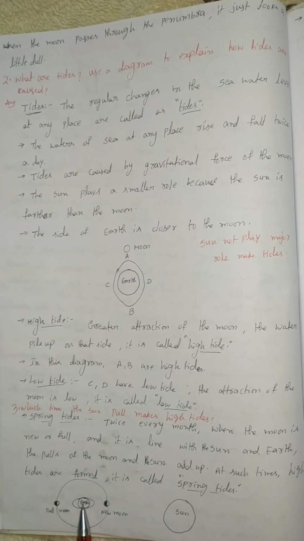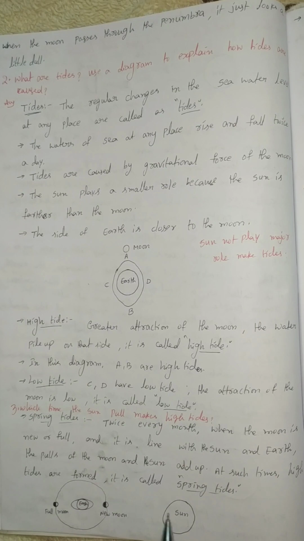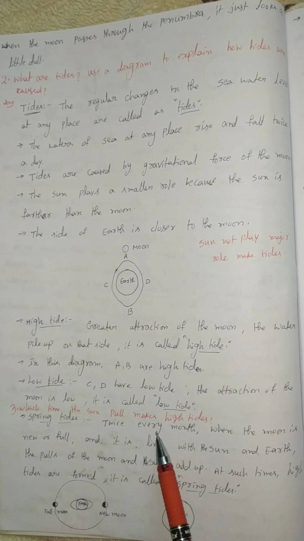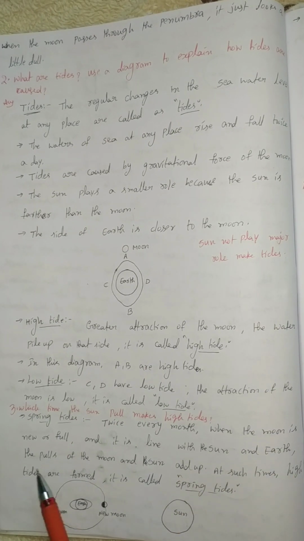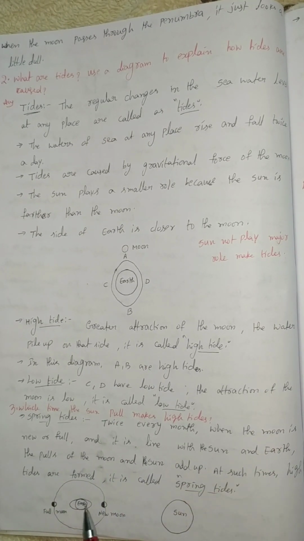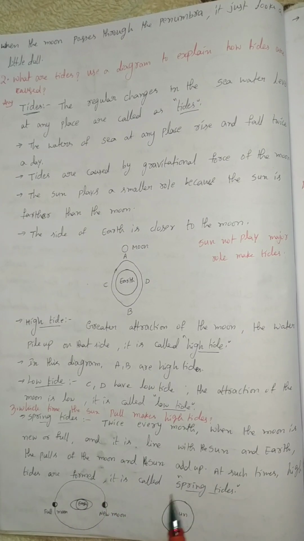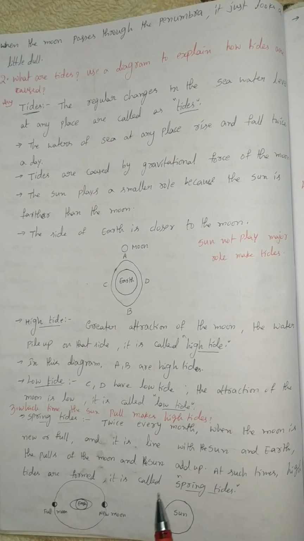Here this is the earth, new or full moon. This is the sun. So these are all in a straight line. Twice every month, when the moon is new or full and it is lined up with the sun and earth, the pulls of the moon and the sun add up. So at that time the high tides are formed. So it is called spring tides.